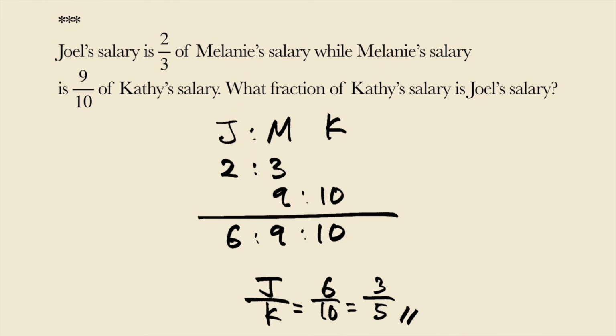Why should M be 3 and 9 at the same time? Let's make it the same, shall we? So multiply by 3, that's 6, 9, 10. Okay, what fraction of K's salary? Notice, of as in the denominator here. So of is pointing to the fact that K's units will be the denominator, like so, and Joel's units will be 6. Simplify, you get 3/5.